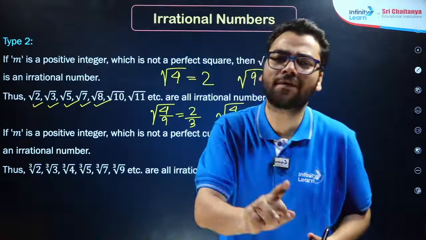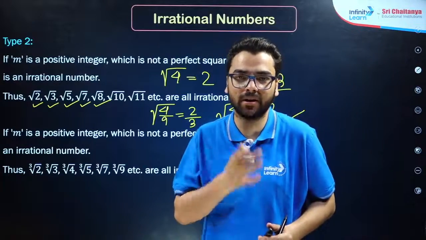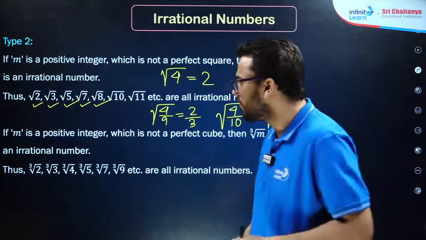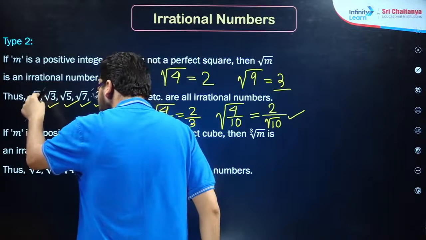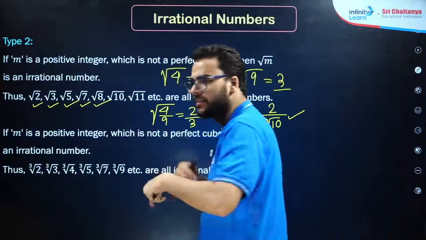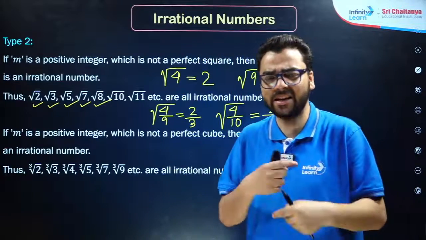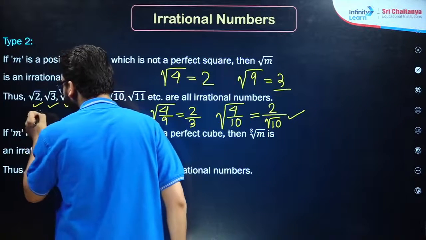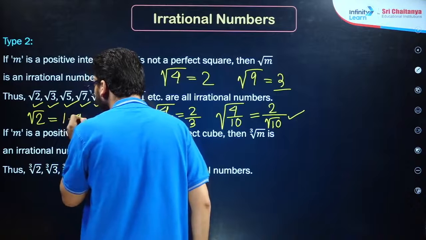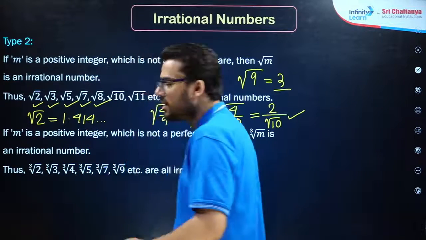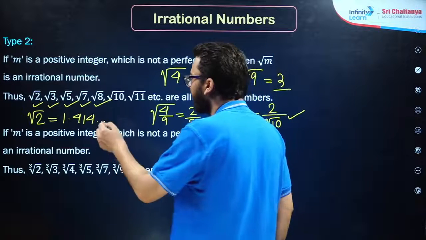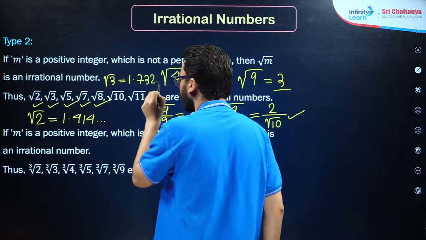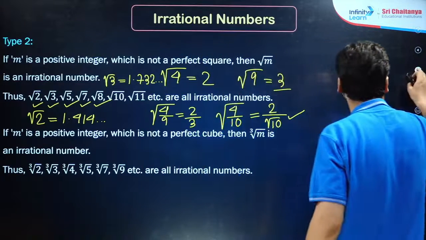You have studied how to find the square root by long division method in grade 8. Do you remember that? If you find the square root of 2 by long division method, you will see that its decimal representation will be neither terminating nor repeating. Square root of 2 is basically, as far as I remember, 1.414 something. It will never terminate, never repeat. You can check that. In the same manner, square root of 3 is basically 1.732 and so on. It will never terminate and it will never repeat.